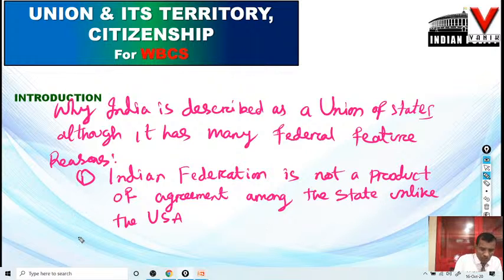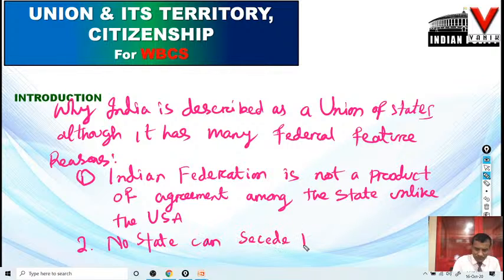Number two is obviously a corollary to the first one. That is, no state can secede from the union, from the federation. In America, if out of the 50 states one state wants to be a separate country, it can, although through a difficult procedure, but there is a provision. But in India, no state can secede. Secede means run away, separate. So no state can separate legally.